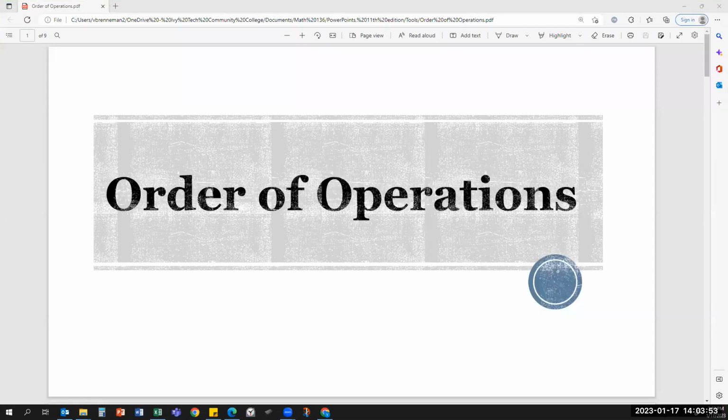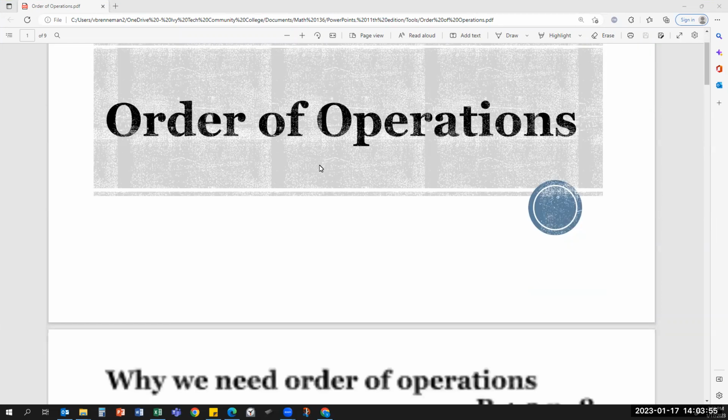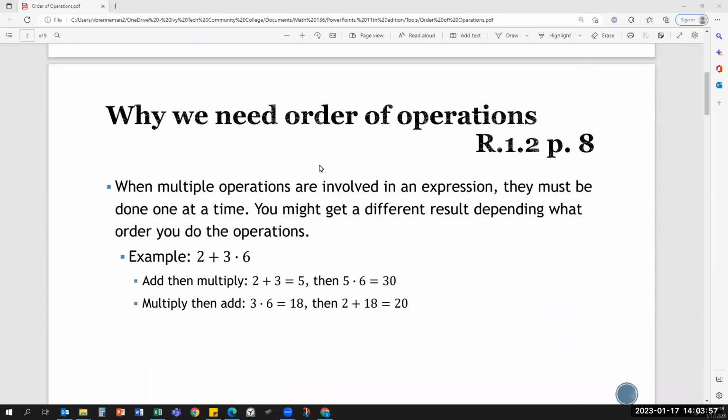Let's talk about order of operations. So why do we need a particular order of operations? Well, when multiple operations are involved in an expression, they have to be done one at a time, and you might get a different result depending on what order you do them.